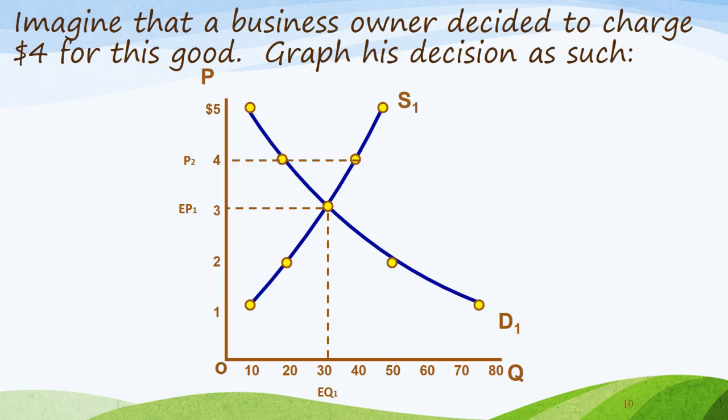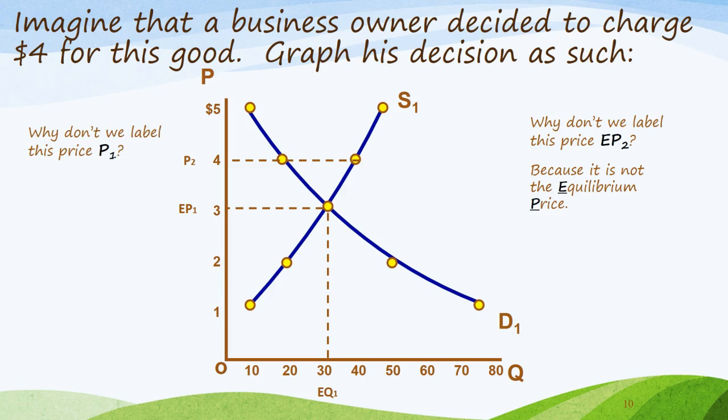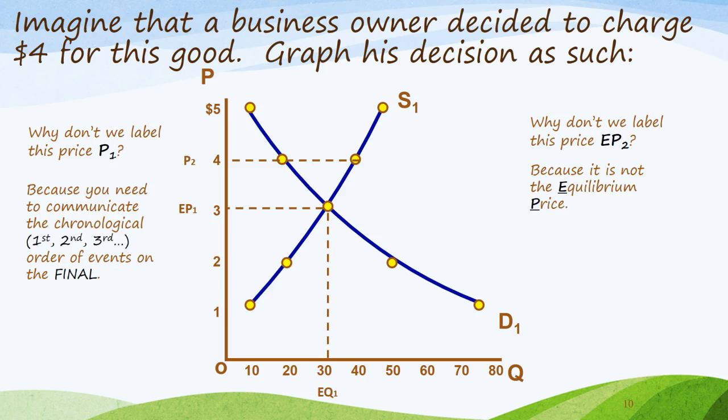Make your dotted line from the non-equilibrium price, and then label it P2. Why don't we label this price EP2? Because it's not the equilibrium price. It's above equilibrium. It's higher than equilibrium. Why don't we label this price P1? Because you need to communicate the chronological order of events on the final. So by putting P2, it tells us, okay, this comes after equilibrium price was set at $3.